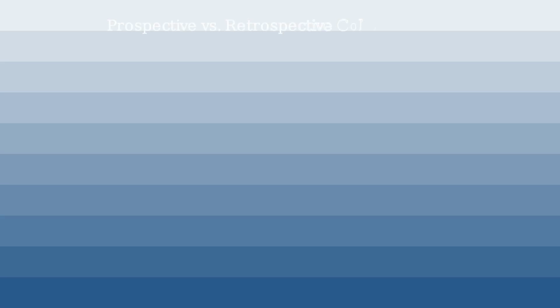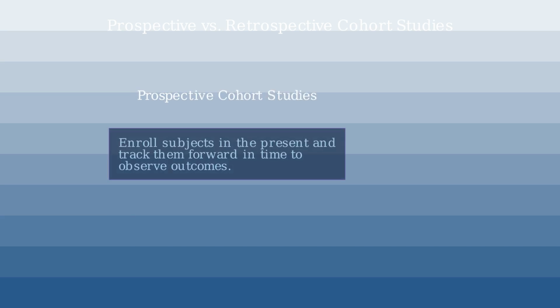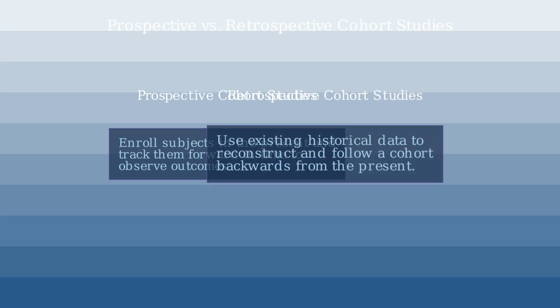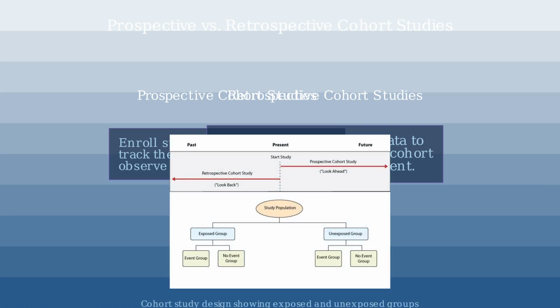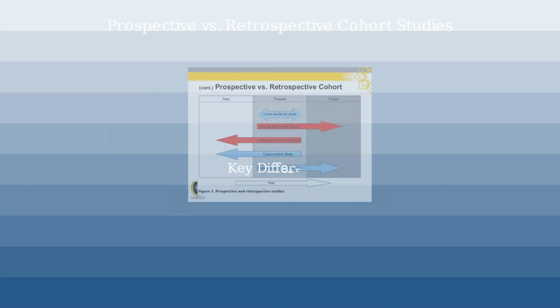Cohort studies can be divided into two major types based on when data collection begins. A prospective cohort study starts in the present and follows subjects forward in time. In contrast, a retrospective cohort study uses existing historical data to reconstruct and analyze a cohort. In both types, subjects are classified based on their exposure status and then followed to observe who develops the outcome of interest. The key difference is the timing and direction of data collection.